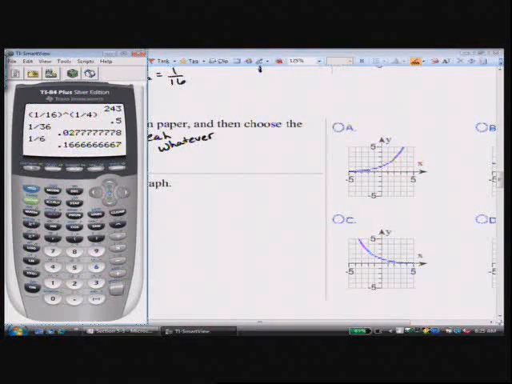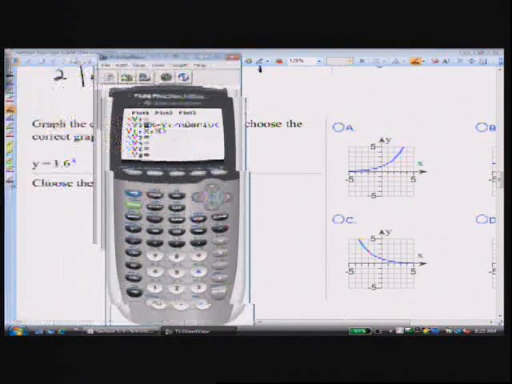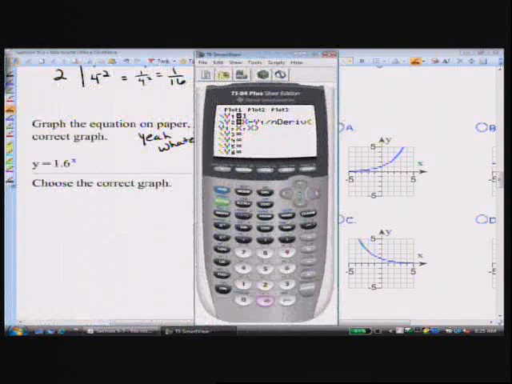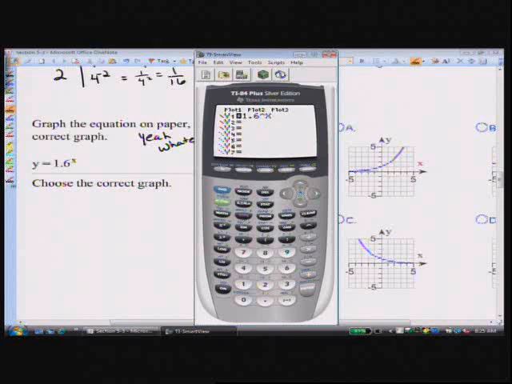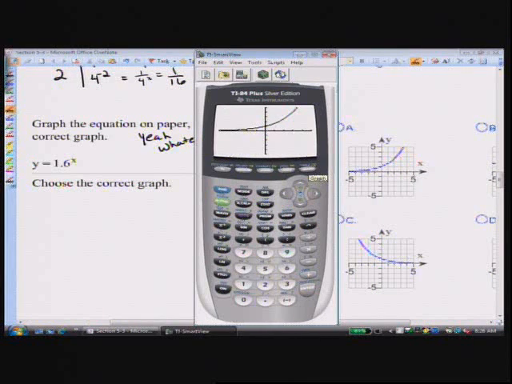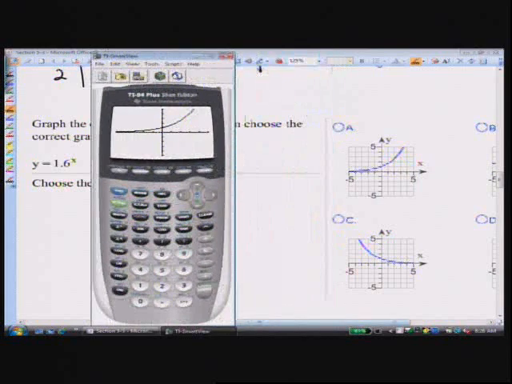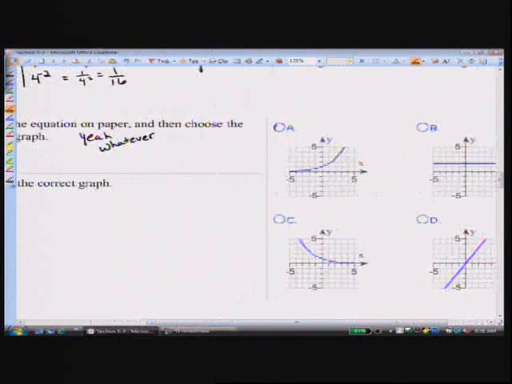Just kidding. I'm sure you should do all of these by hand like it says. Okay, but I'm going to save time. This is going to be 1.6 raised to the x power. And then I'm going to do the same window that they have over here. Notice they have -5 to 5, -5 to 5. So I'm going to change my window. I'm going to do -5 to 5, count by ones, and then -5 to 5. Let me graph it. There it is. Okay, that looks very much like this first choice right here.